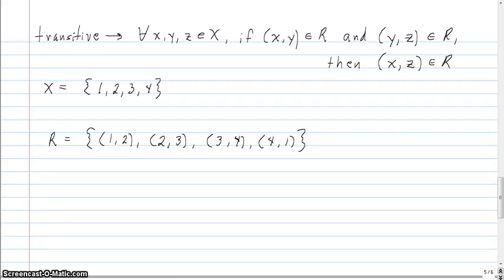Okay, so there's one final property of relations that we want to talk about, and that's what it means for a relation to be transitive. So we can see that for all x, y, and z in our set X, for a relation to be transitive, we have that if (x, y) and (y, z) are in the relation, then we must also be able to find (x, z) in the relation.